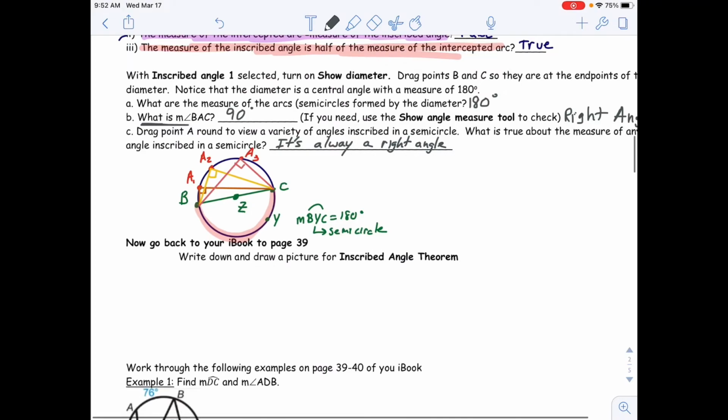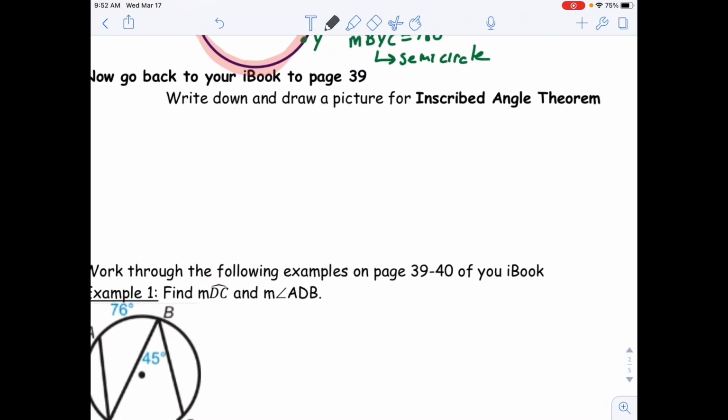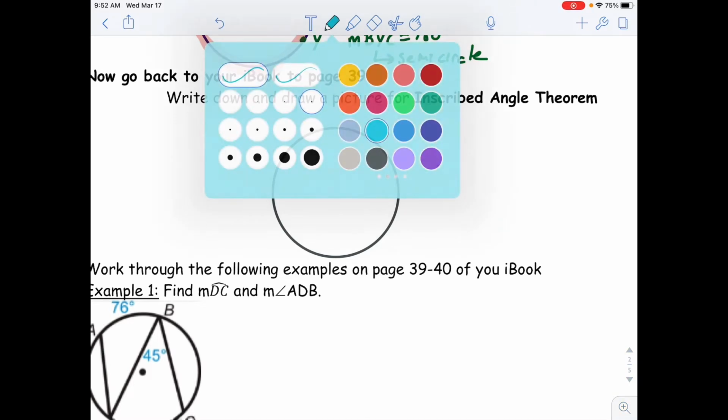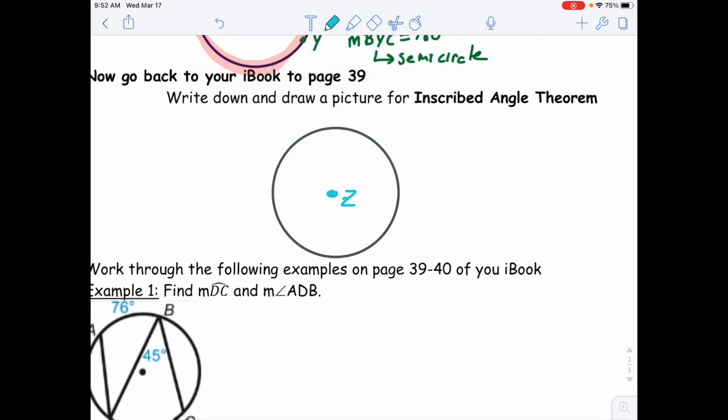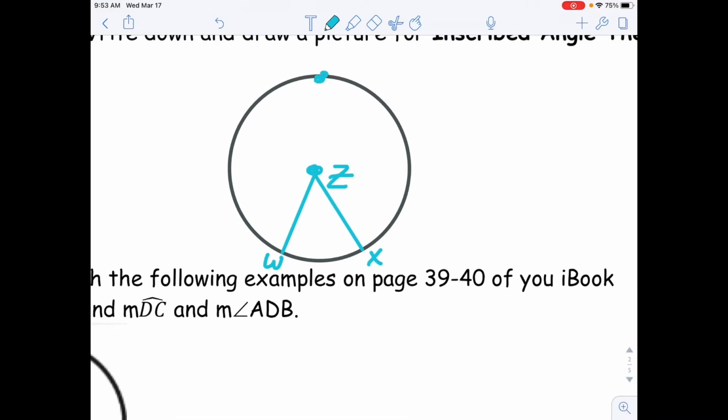And then we got the inscribed angle theorem that we're officially going to talk about now. There's a couple different things we could talk about. Let's call this circle Z, like last time. We got some random circle Z. Let's call that W, X, and we'll call that Y.